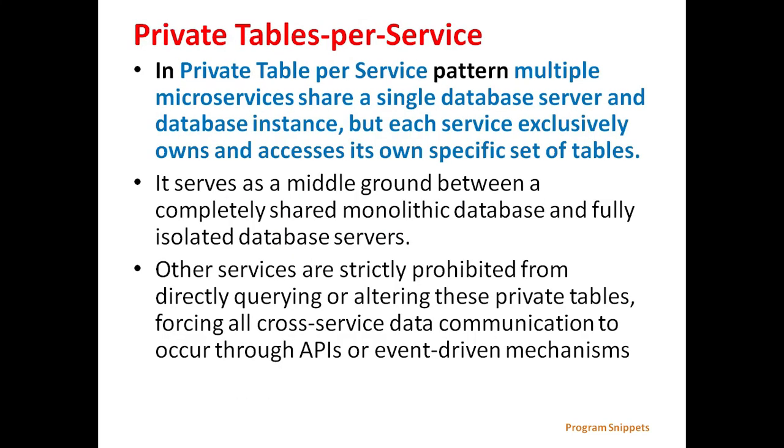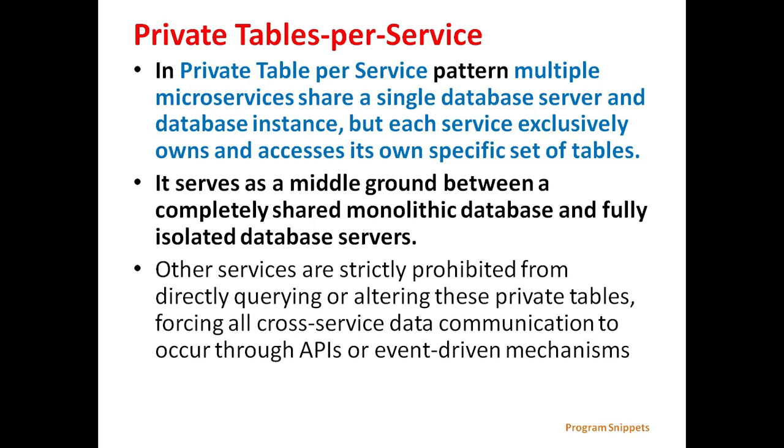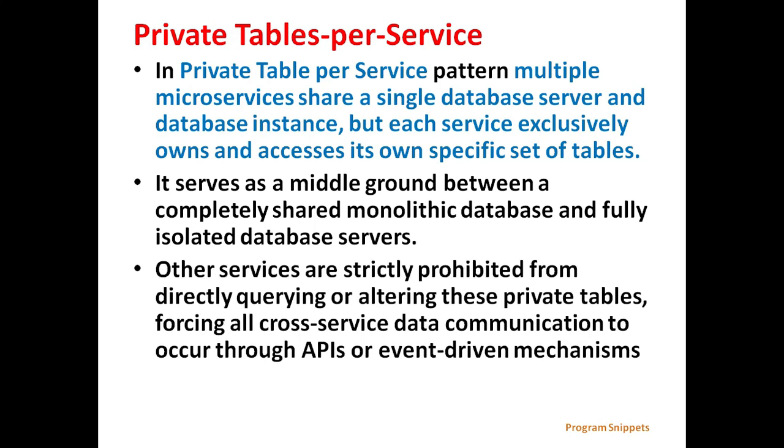In the private table per service pattern, multiple microservices share a single database server and database instance, but each service exclusively owns and accesses its own specific set of tables. It serves as a middle ground between a completely shared monolithic database and fully isolated database servers. Other services are strictly prohibited from directly querying or altering these private tables, forcing all cross-service data communication to occur through APIs or event-driven mechanisms.